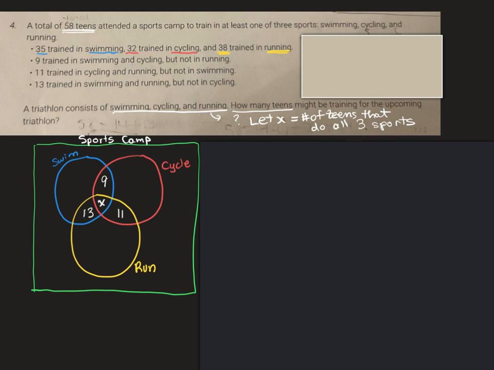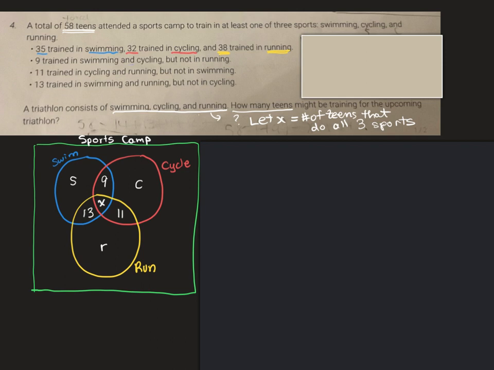Now, here's the problem. We don't know the number that should go in this region in swimming, who only swam, or this region, who only cycled or only ran. So I'm going to introduce a few more variables just so that we can set up some equations. I'm going to go S for swimming in that area there, C for cycling, and R for running will be the other 3 things we don't know.